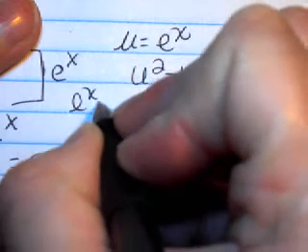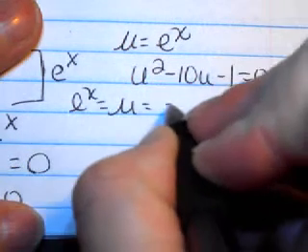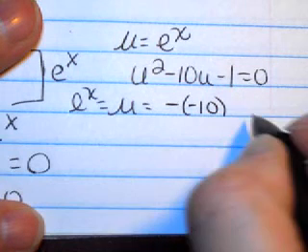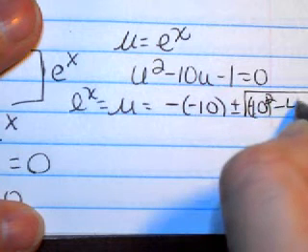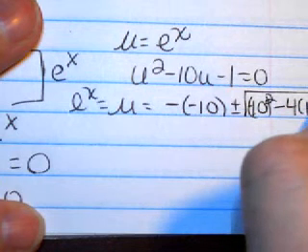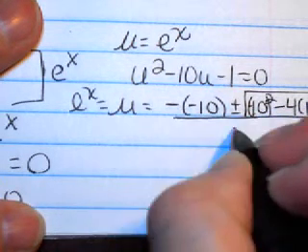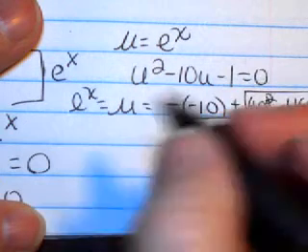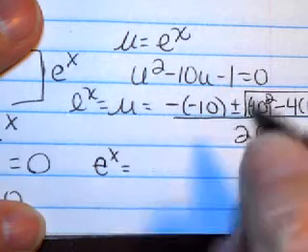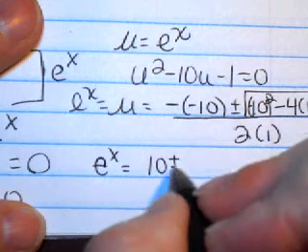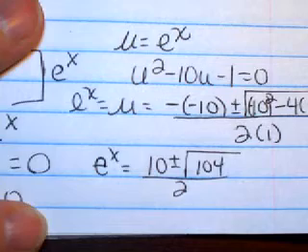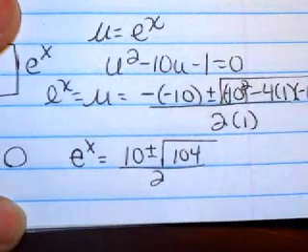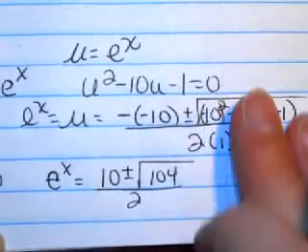So what I know about the quadratic is it's going to be e to the x is equal to u is equal to negative 10 plus or minus the square root of 10 squared minus 4 times a times c all over 2 times a. That's going to be e to the x equals, well, that would be 10 plus or minus the square root of 104 divided by 2. Oh my goodness, I didn't leave myself enough room. I'm going to have to move up. So I'm just going to move up here.